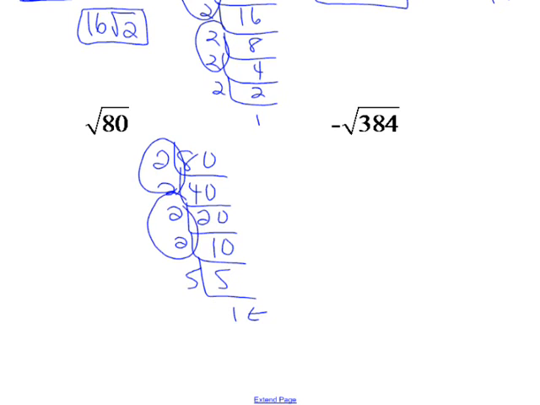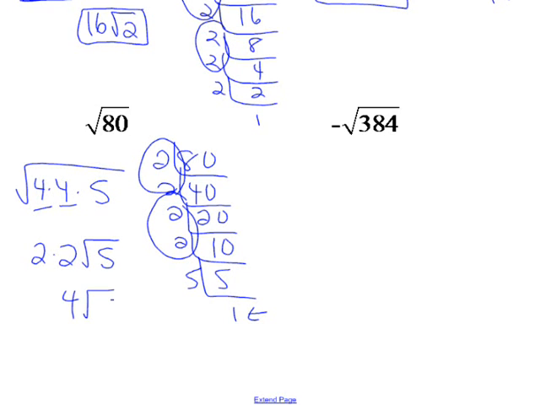We have 2 pairs of 2, so the square root of 4 times 4 times 5. So the square root of this is 2, and the square root of this is 2. So 2 times the square root of 5, 4 times the square root of 5. You do the same thing with 384.